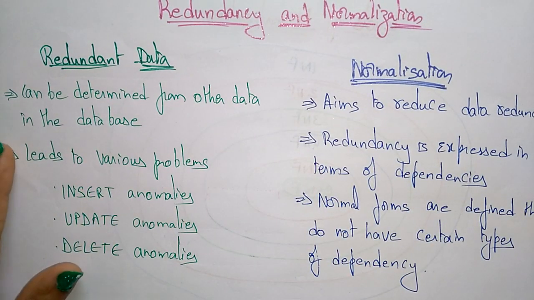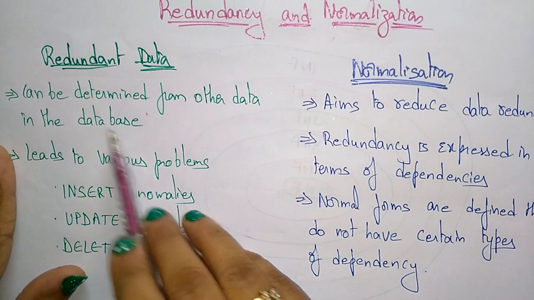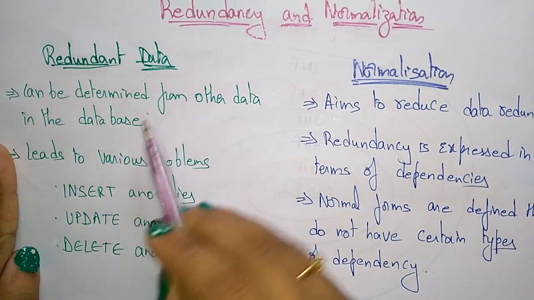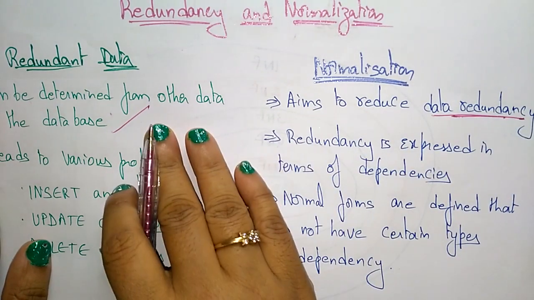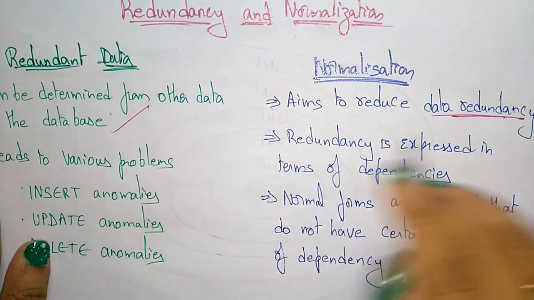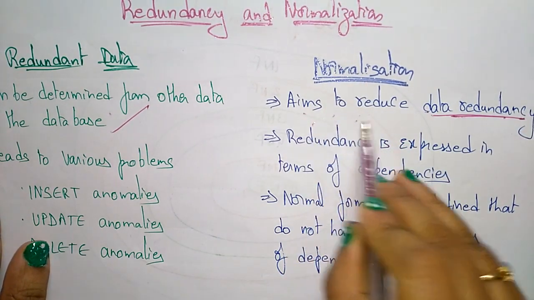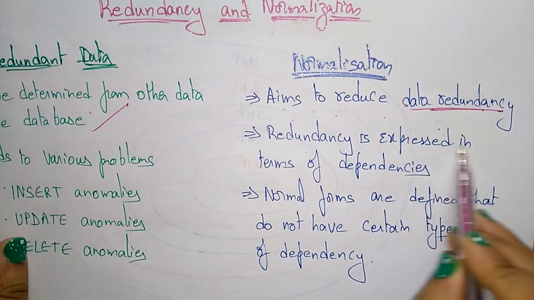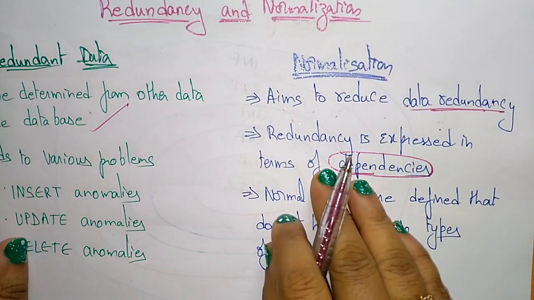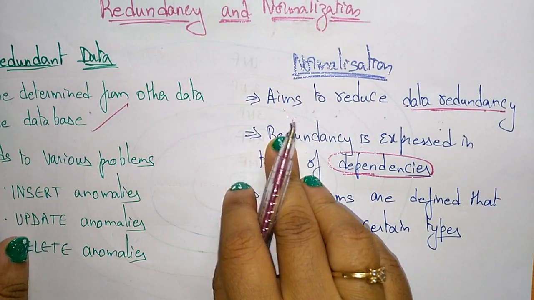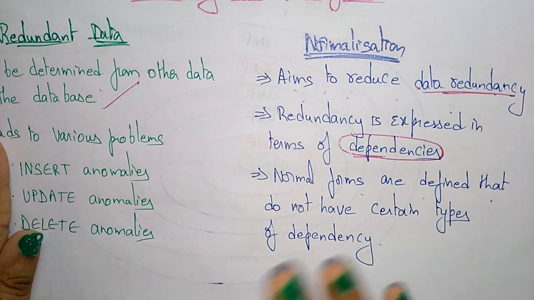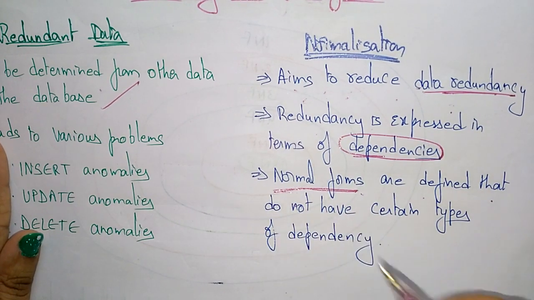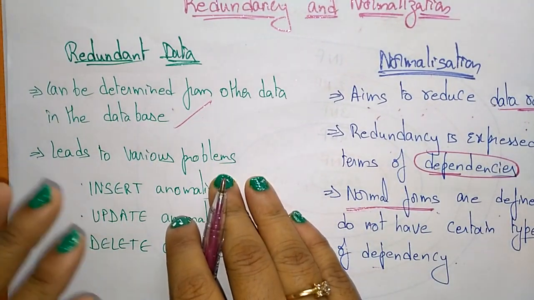Redundant data is nothing but data that can be determined from other data in the database. Normalization aims to reduce this redundancy, so the multiple copies of data will be reduced. The main aim of normalization is to reduce data redundancy, and redundancy is expressed in terms of dependency. So you have to remember this point. Always, redundancy is expressed in terms of dependencies, and normal forms are defined that do not have certain types of dependency.